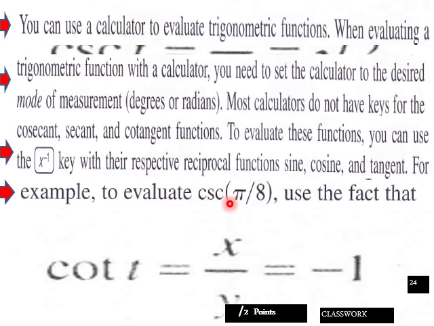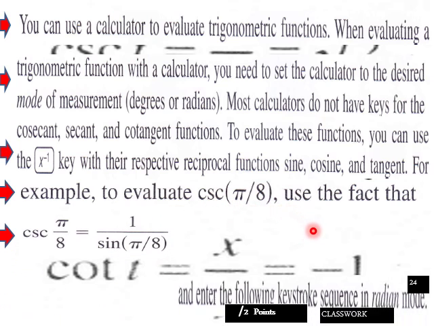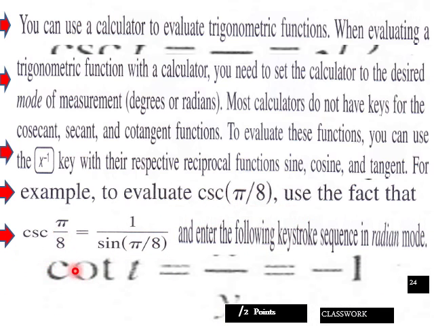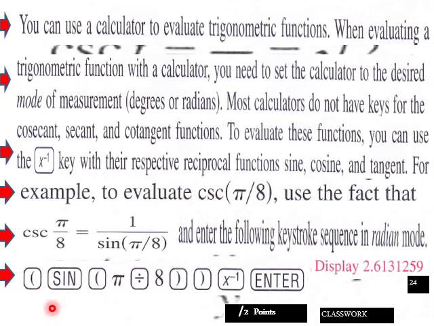For example, to evaluate cosecant pi over 8, use the fact that cosecant pi over 8 is the same thing as 1 over sine pi over 8, and enter the following keystroke sequence in radian mode. So you go sine pi divided by 8, close your parentheses, x to the negative 1, and then enter, and then you should get this as your result here from this keystroke entry on your calculator.